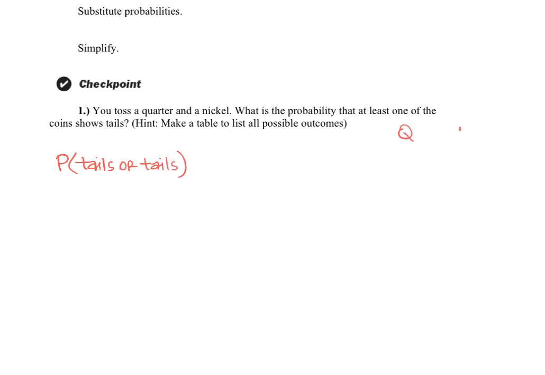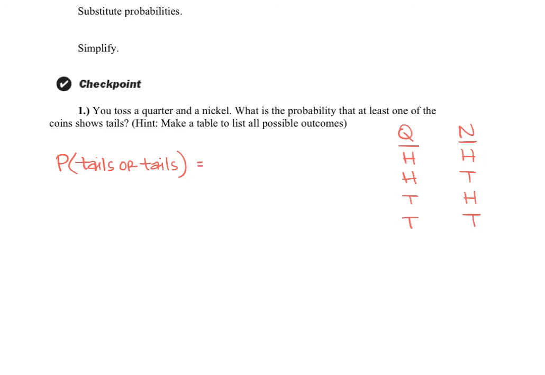So I have a quarter and I have a nickel. One outcome is that my quarter could be heads and my nickel could be heads, or my quarter could be heads and my nickel could be tails, or my quarter could be tails and my nickel heads, or tails, tails. Those are my possible outcomes here.